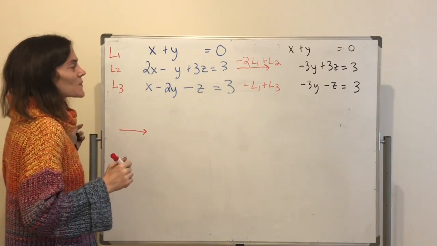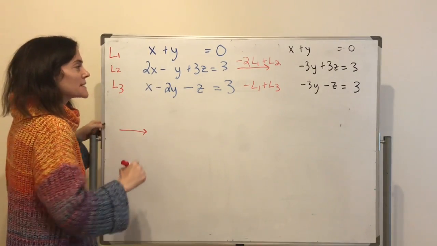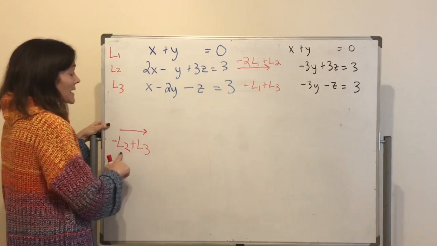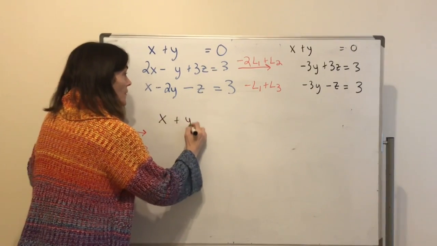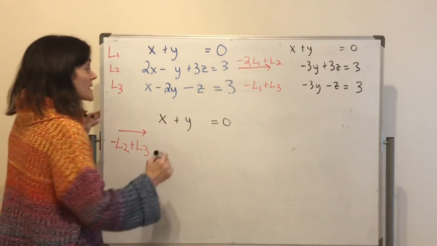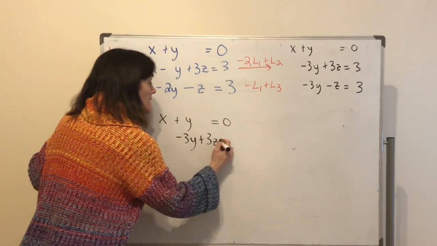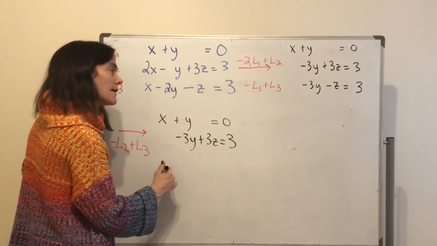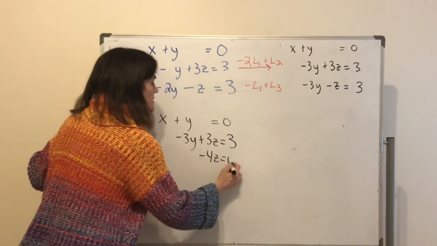Very nice. So what am I doing? I'm looking at the black system up there, and I'm simply taking minus L2 plus L3. So I'm adding or subtracting L2 from L3. x plus y is 0. Then we recopy the second line. Minus 3y plus 3z is 3. And then we subtract line 2 from line 3, and we get, let's see, negative 4z equals 0.